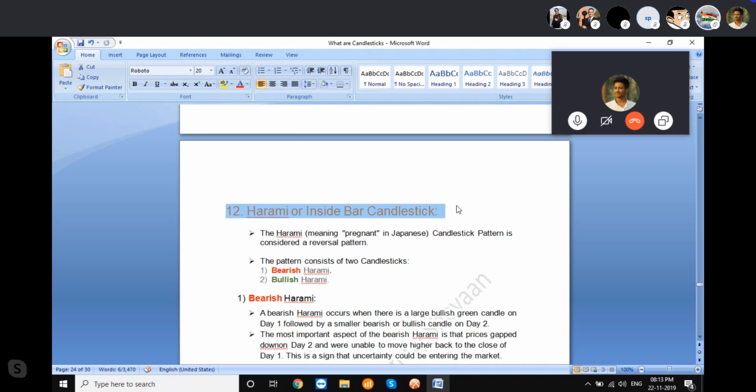Yes, harami, inside bar candlesticks, or piercing pattern, both are same. You mean to say, in a piercing candle the second candle is long, but here the second candle is small.